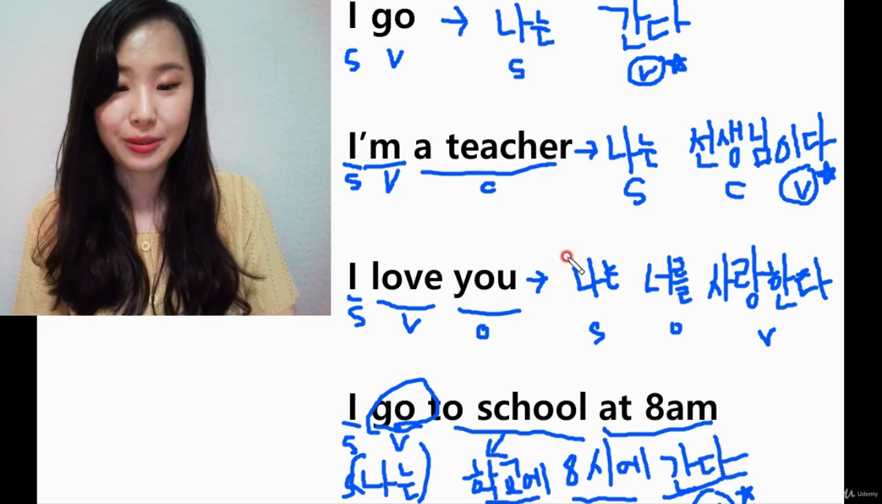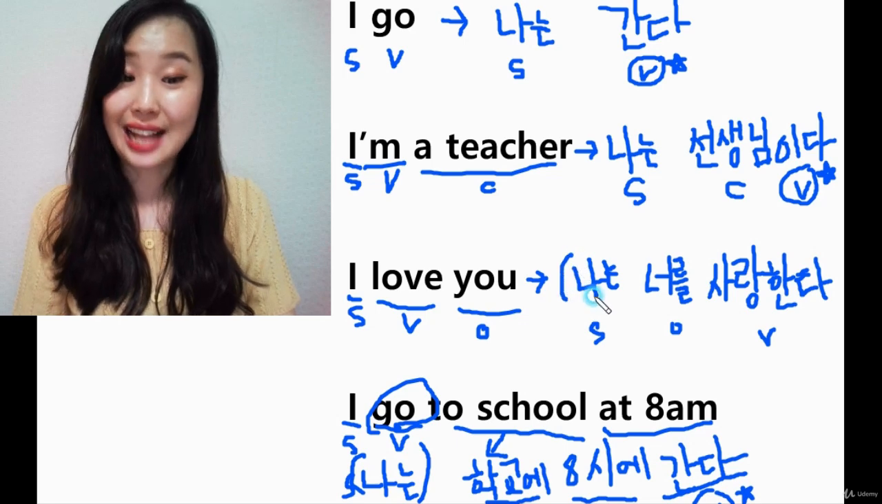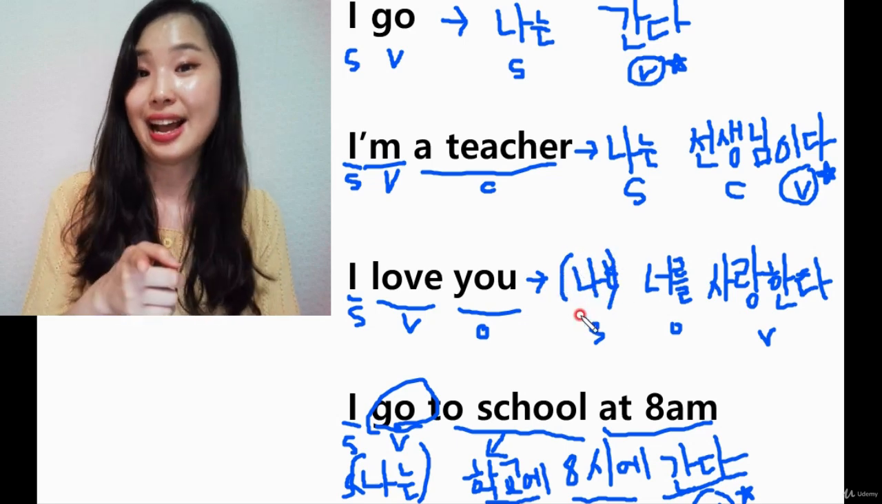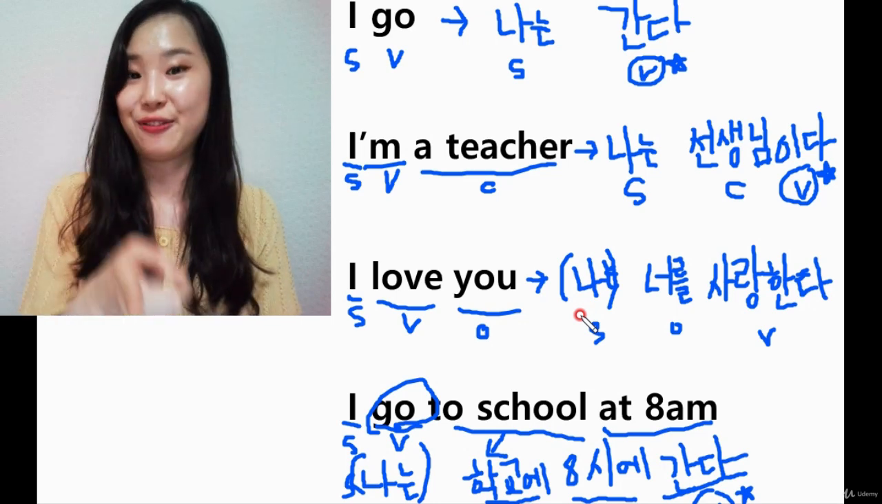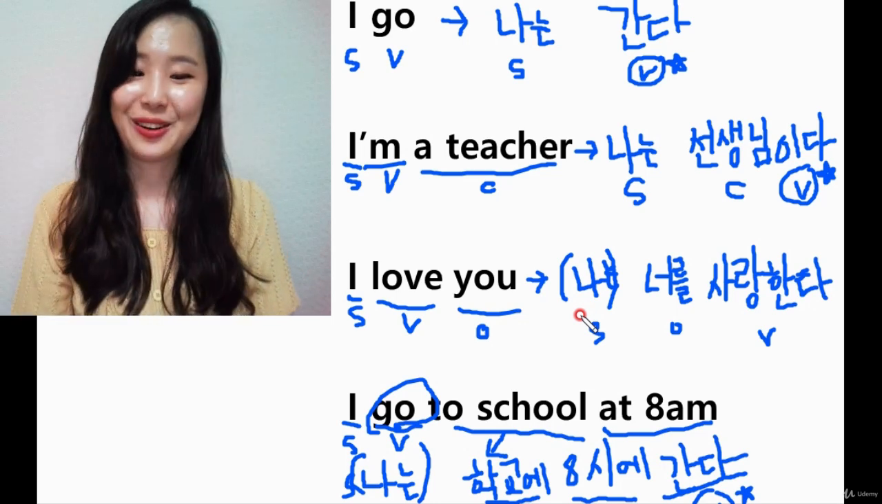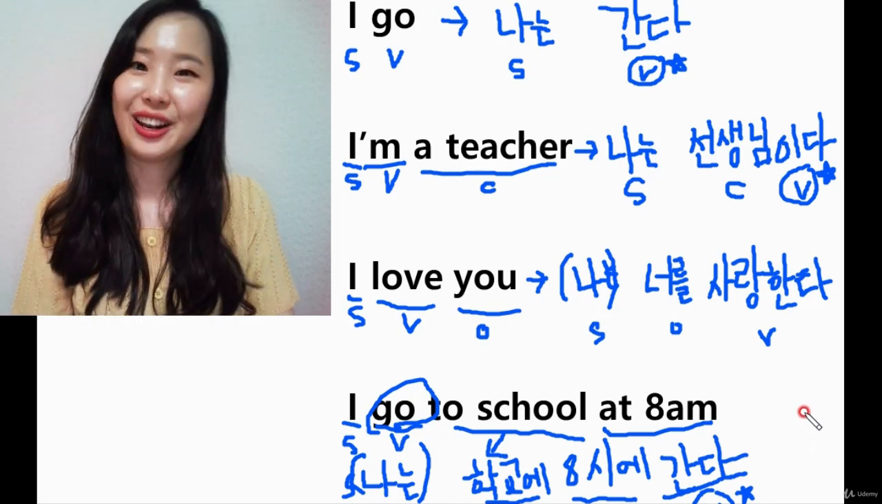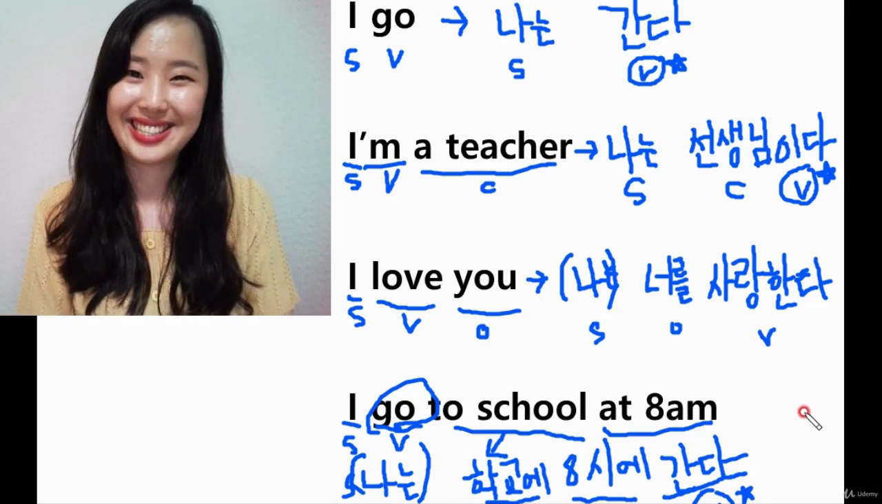And here as well, I love you. 나는 너를 사랑한다. You can just say 너를 사랑한다. Then that means I love you. So this is the sentence structure. And after this, we can learn all the basic sentences. Good job.